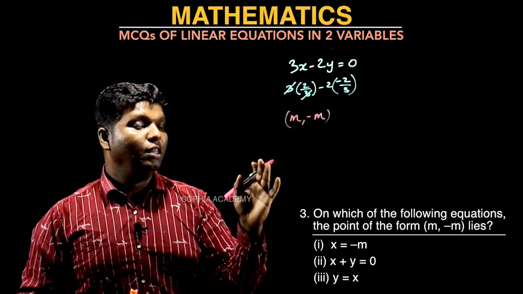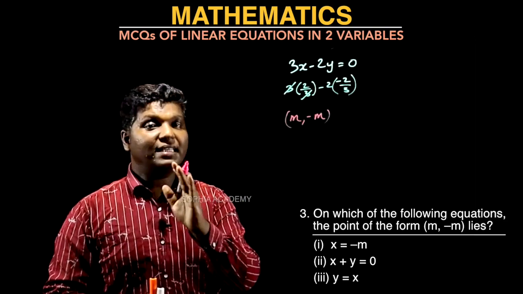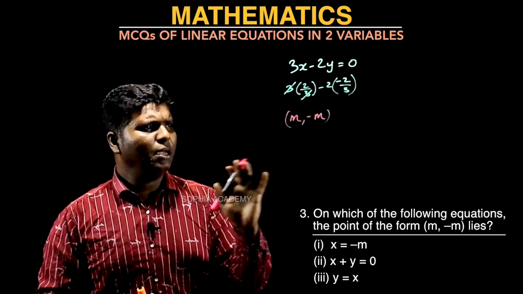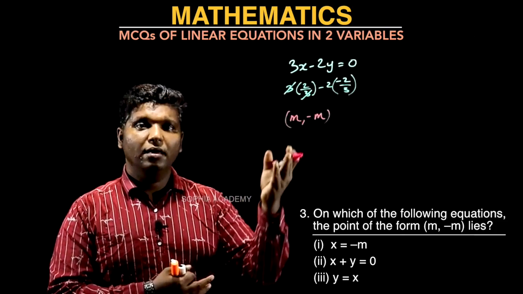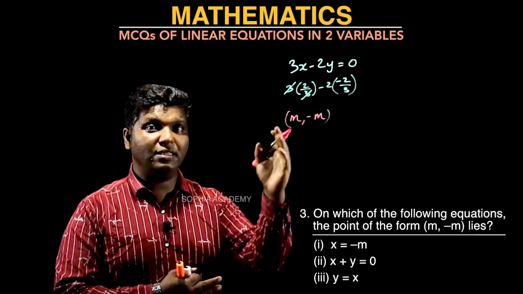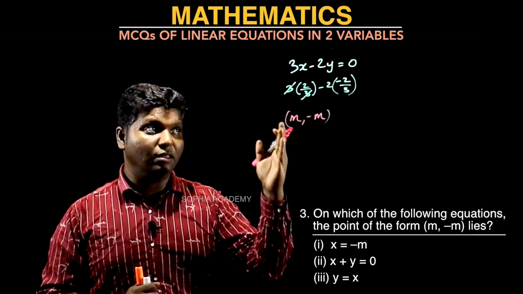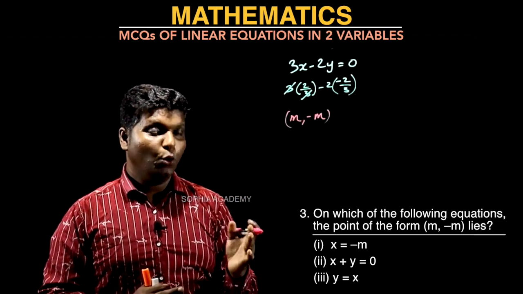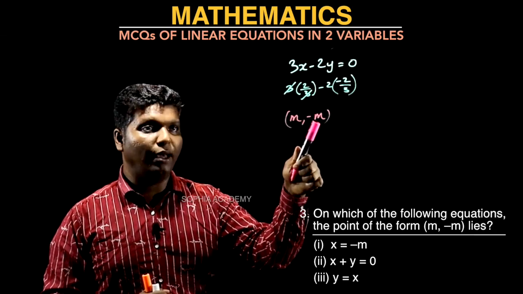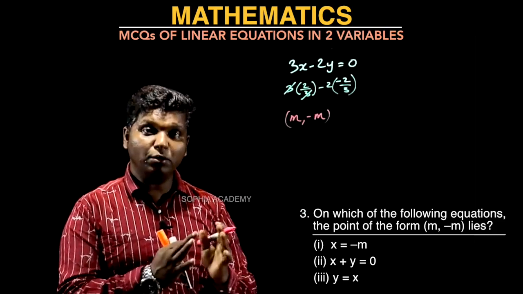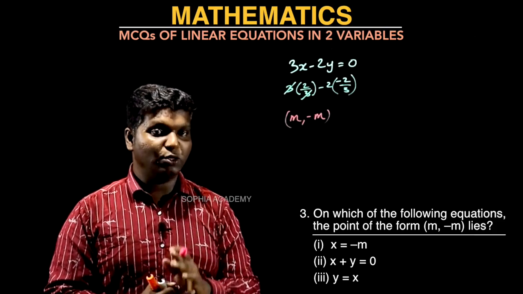So the very first equation, what is the first option? It is x is equal to minus m. That is the first option. Anyhow, keep it there. X is equal to minus m means it's not minus m, right? It's very clear. X is m. So that's not the answer. One more thing. The third option is given: y is equal to x. Here this is your y value, this is your x value. Are they equal to each other? No. So that's also not the option.